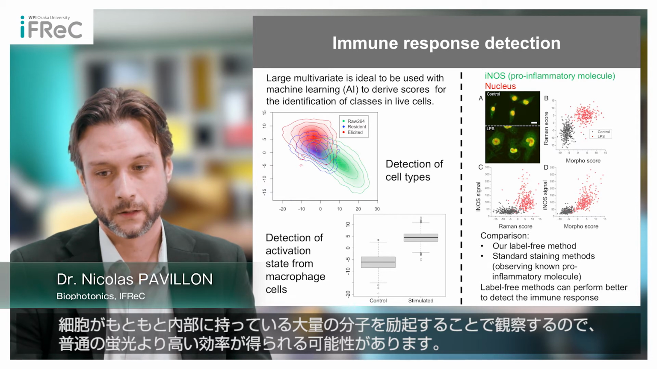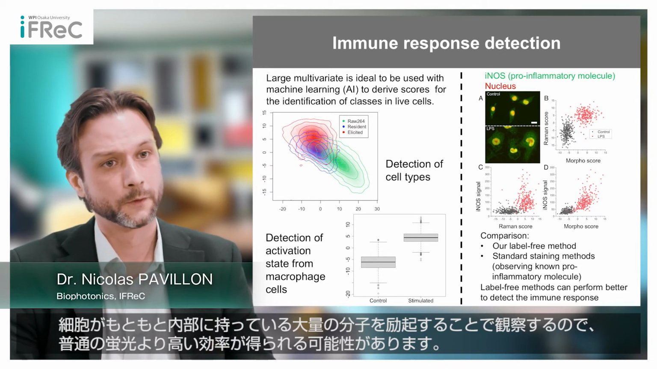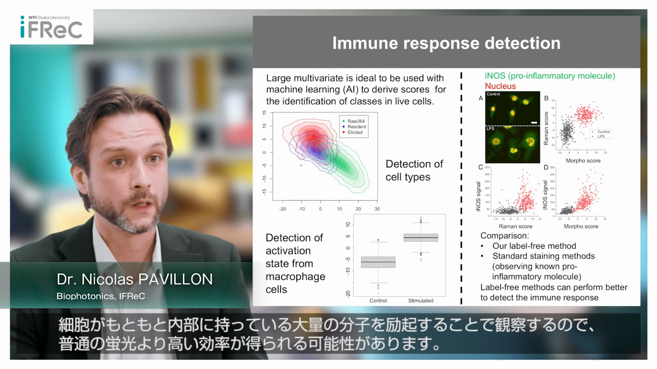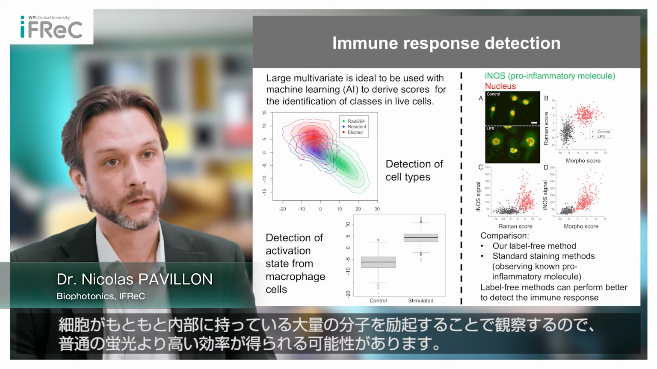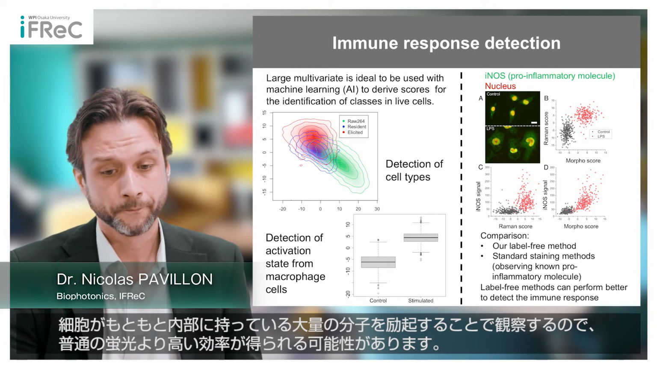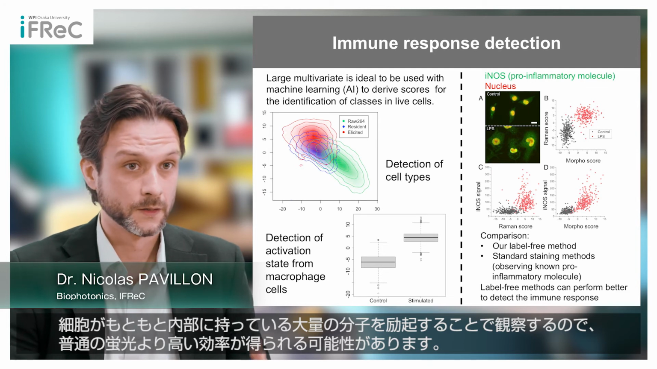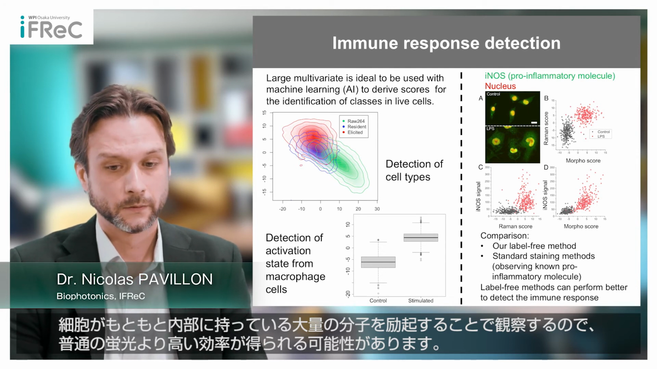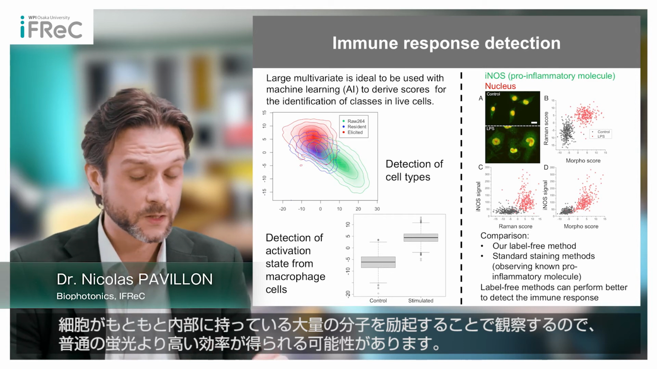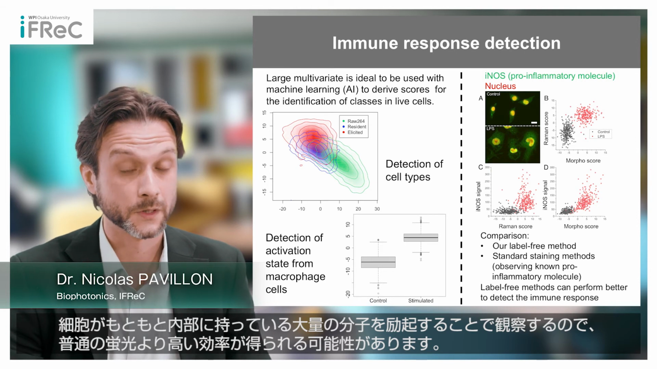And we have actually used this to detect the activation state of macrophage cells, where it's known that activation is a very complex process that can be triggered by multiple signaling pathways. We could find that such an approach can in fact work even better than standard cases that use staining to observe very specific molecules that are known to occur during inflammatory response.